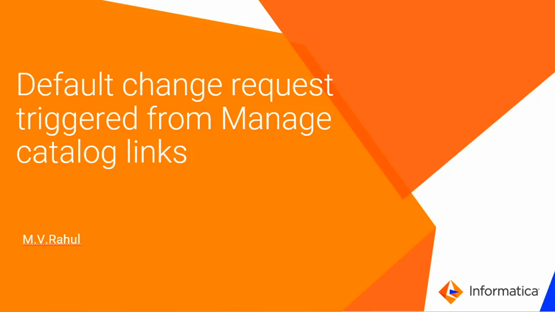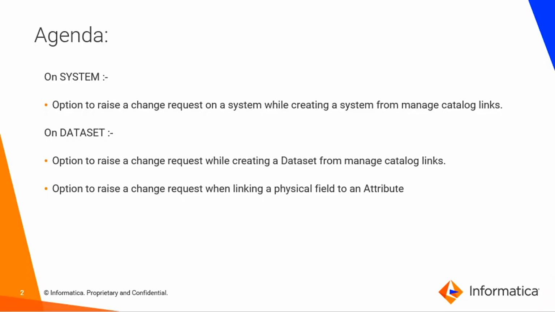Today we are going to discuss how to trigger a default change request, which is also known as maker checker, from the Manage Catalog Links page. In this video, we will focus on triggering change requests for the system and dataset facet from the Manage Catalog Links page. First, coming to the system facet, let me jump onto an Axon 7.2 instance for a quick demo.